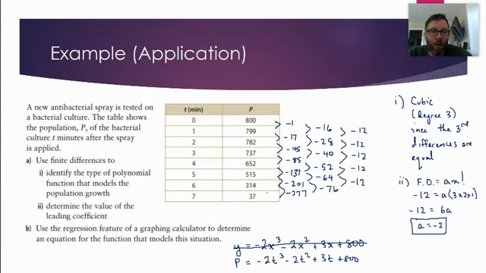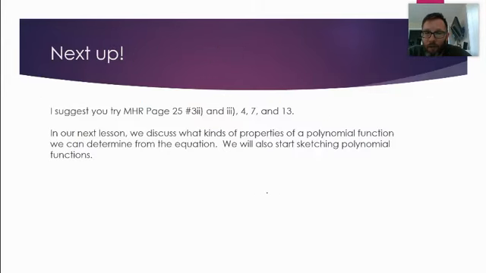So what I have for you guys is a bit of practice from the McGraw-Hill Ryerson text. In our next lesson, we're going to discuss what kinds of properties of a polynomial function we can get right from the equation so we can start doing some sketches. Specifically, we're going to ask: what is the end behavior? What are the zeros, or the x-intercepts? And what is the y-intercept? We're going to try to make some rough sketches of some pretty complex polynomials. It should be a lot of fun.